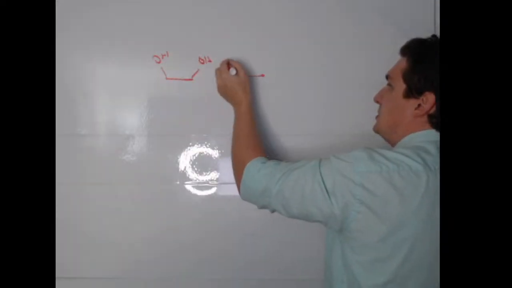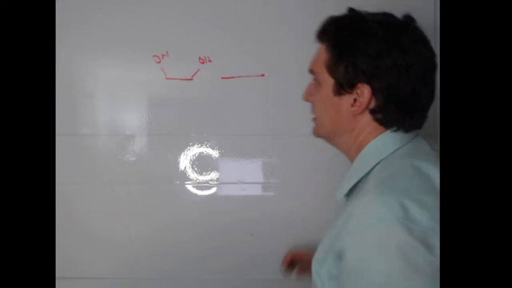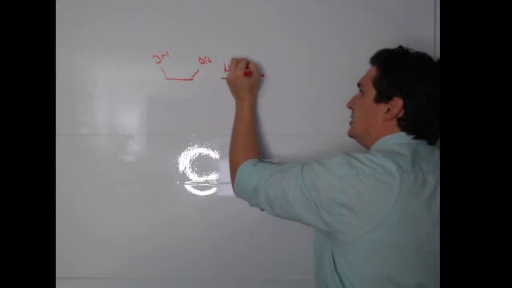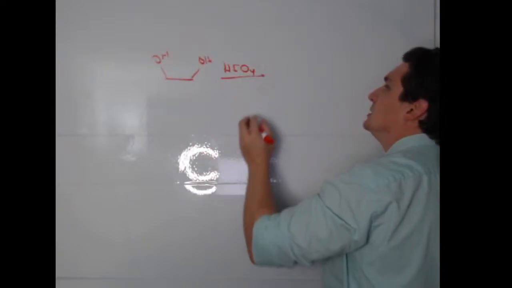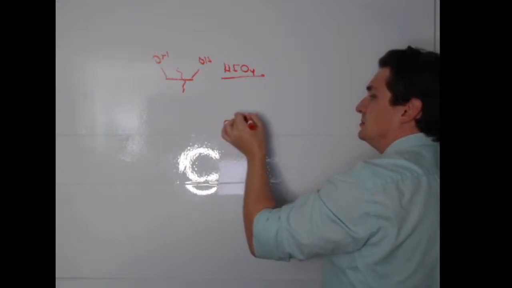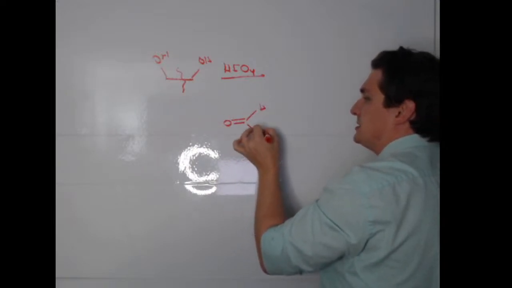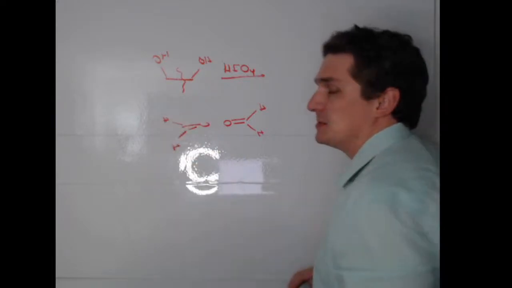What happens with periodic acid, HIO4, is it basically cuts your double bond and turns it into carbonyl. In this case, we have two hydrogens sticking off that carbon. So in this case, we're going to get formaldehyde from splitting the ethylene glycol.